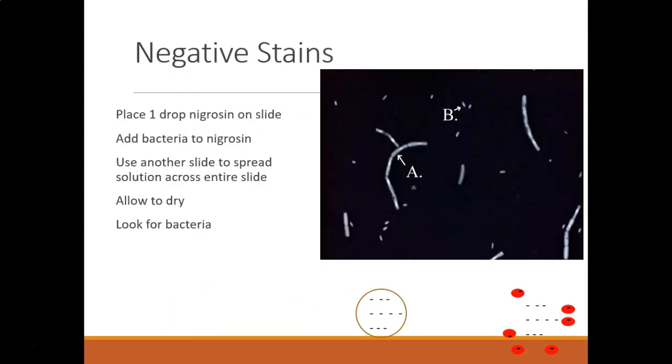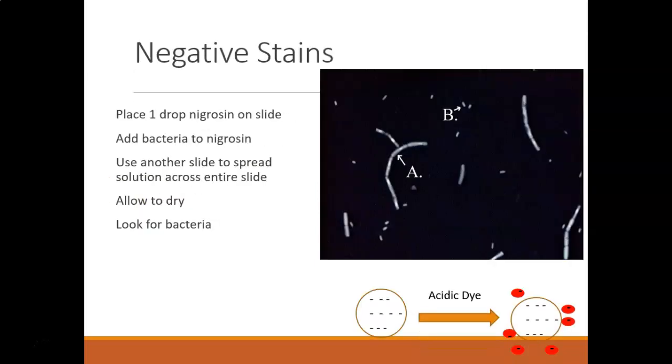So this is the negative stain technique. In a negative stain, we take a drop of nigrosin, which is the acidic dye that we use. We add bacteria to the nigrosin aseptically. Then we use another slide to spread the bacteria from one side of the slide to the other side of the slide. We allow it to dry for about 10 to 15 minutes, and then we look at the bacteria.